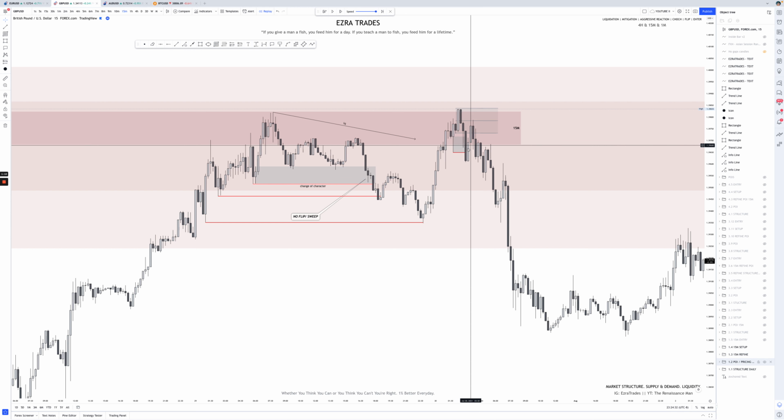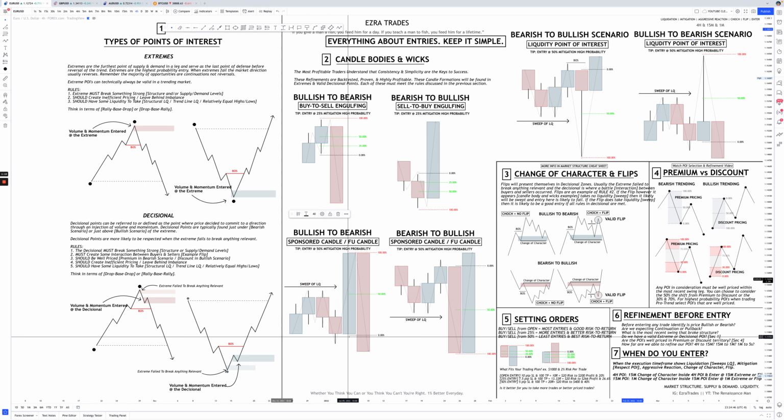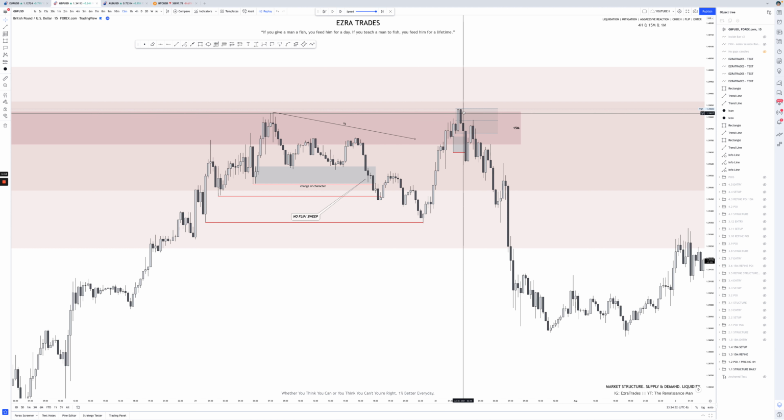Therefore, what do we have? We now have an extreme that broke structure that gave a change of character. Therefore, we're not looking for a flip, but we see what? A sponsored candle. Look at this. Here we have an engulfing candle, full-bodied, that took liquidity, right? Now in this case, the second candle doesn't engulf the first one. But what does happen? We break structure to the downside.